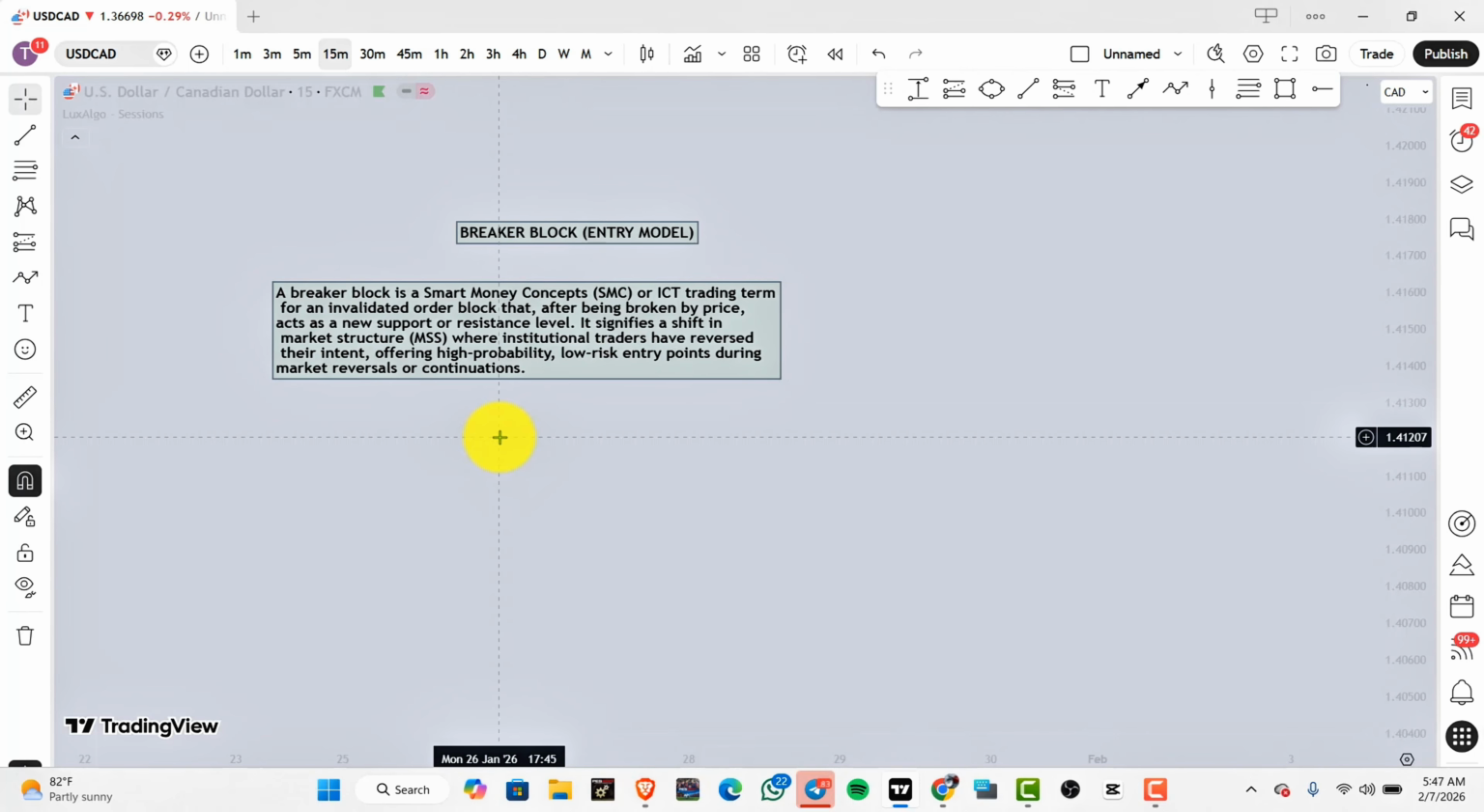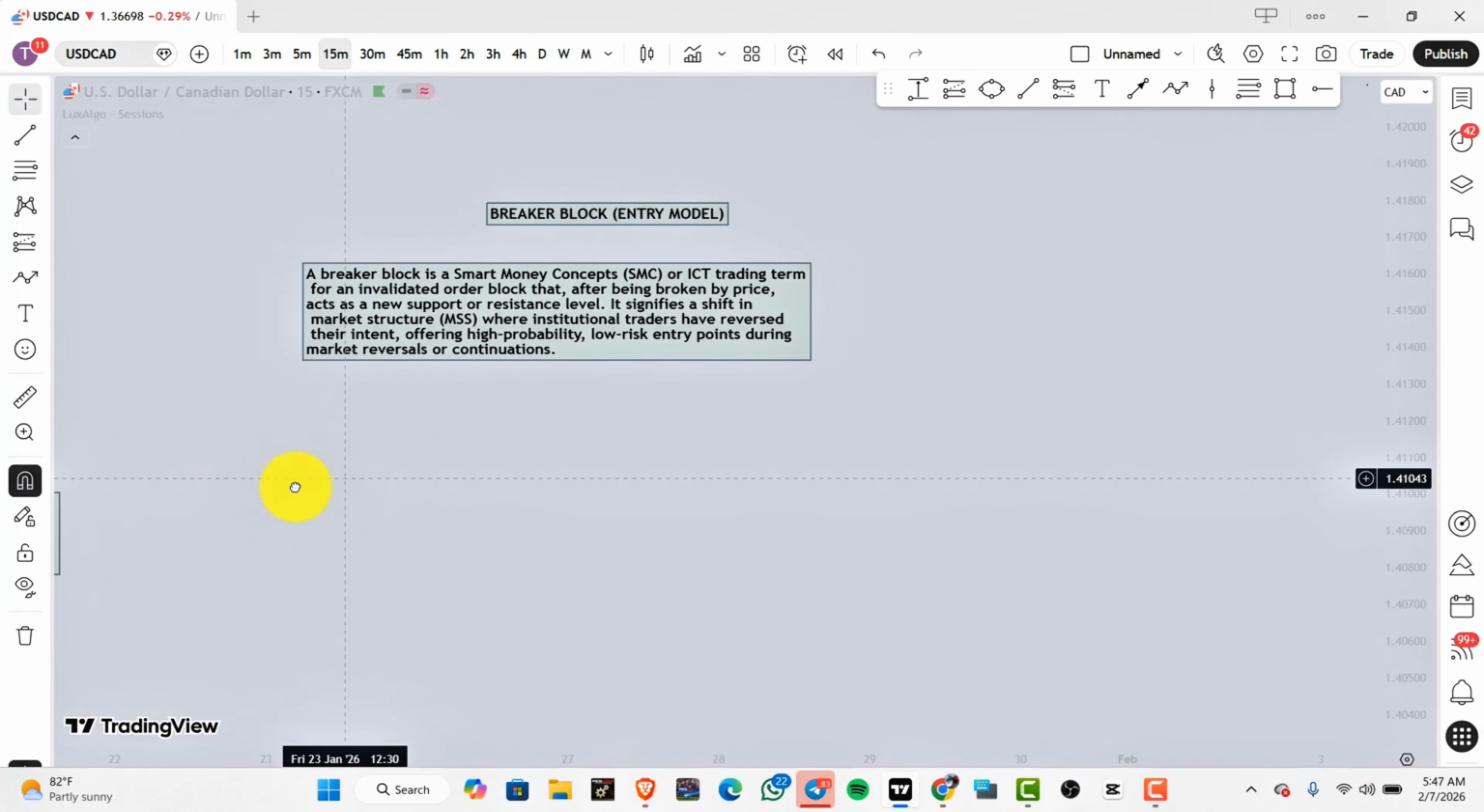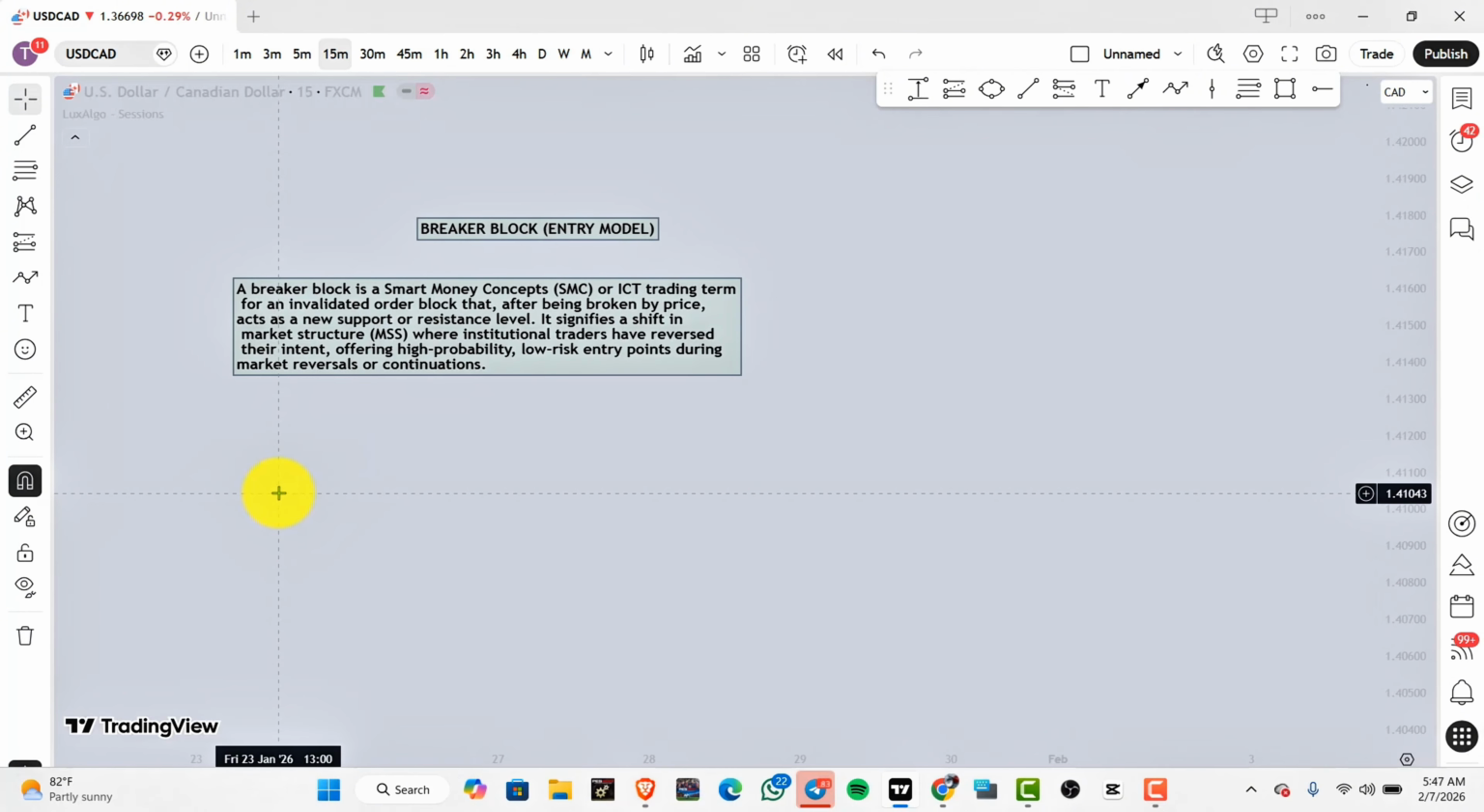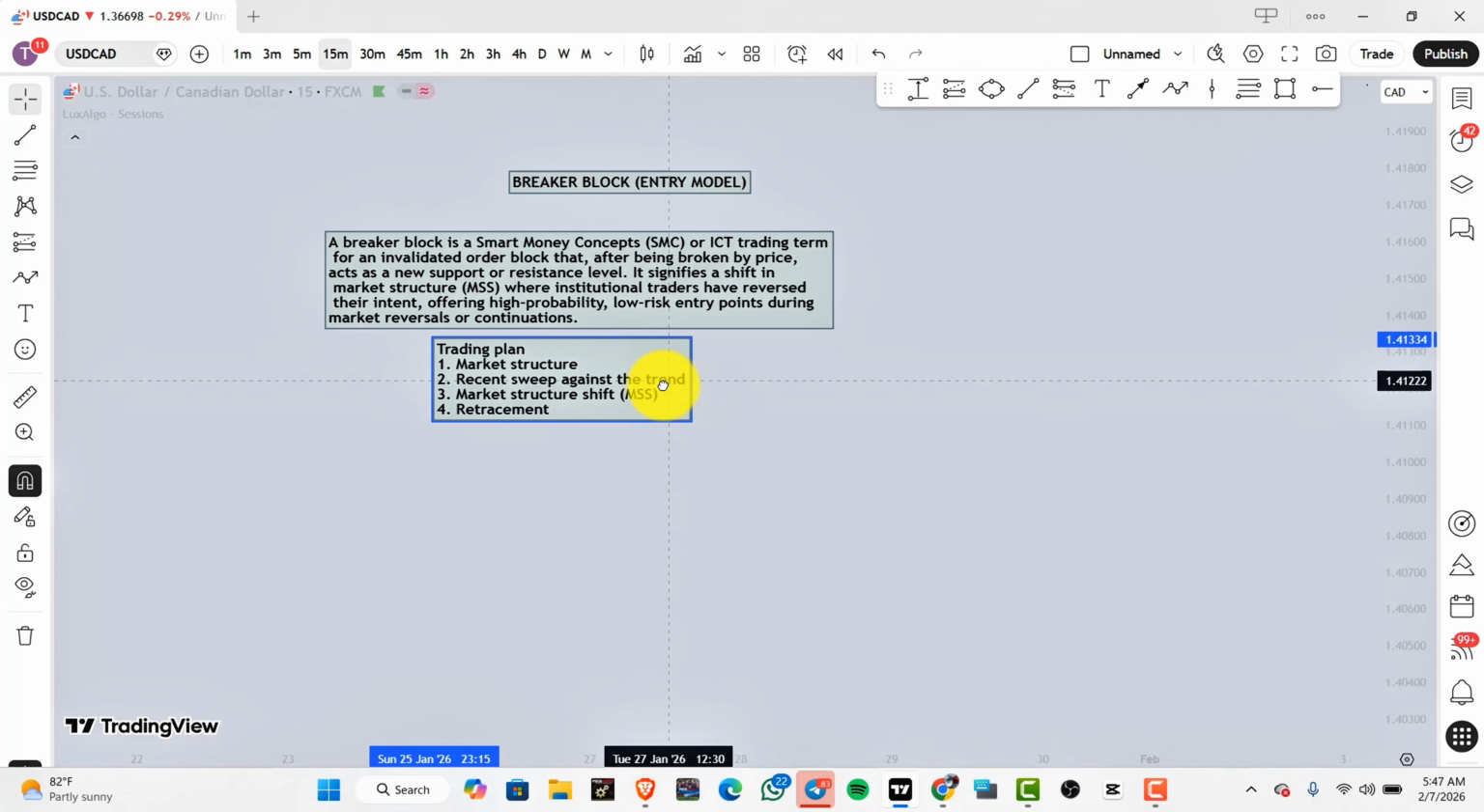Well, all this might actually seem like English. The most important thing is actually the practical aspect of it. But you can't just go into your chart and be hunting for a breaker block. First of all, what does a breaker block look like? What is the plan you need to follow before saying that yes, you want to trade a breaker block? Now let's look at the plan.